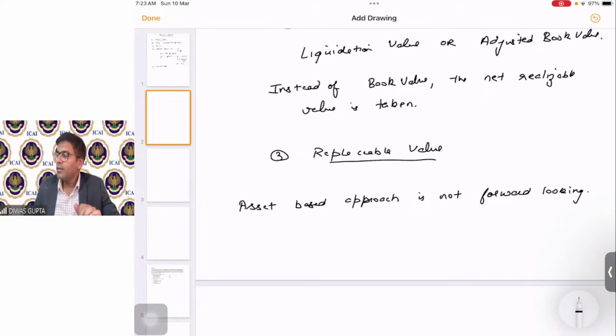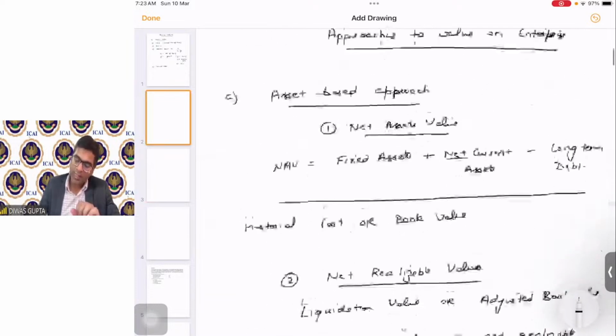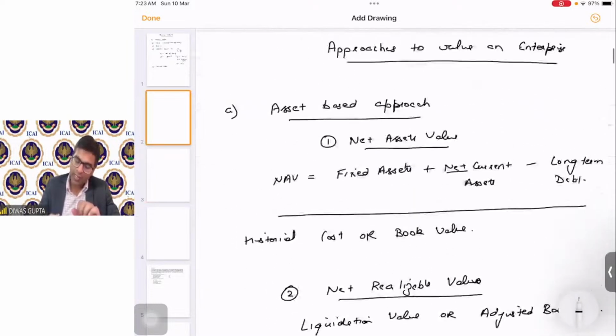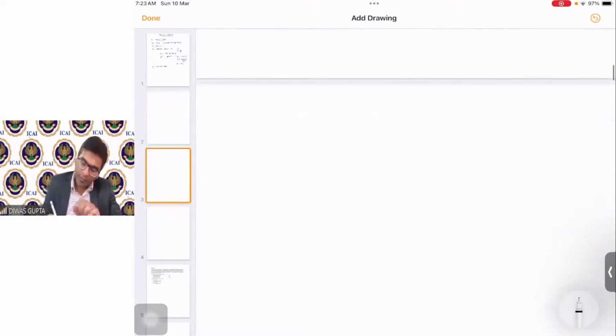So then there is another approach called the income-based approach, students. Okay, so this was A. Let me go to B now.